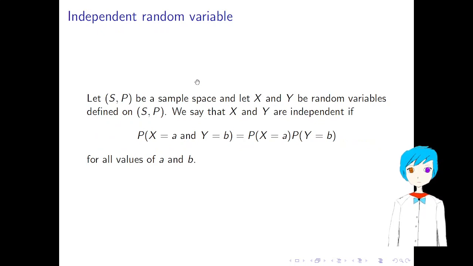We can define independent random variables. Suppose we have two random variables, X and Y. We say that they are independent if the probability that X equals a and Y equals b is the probability that X equals a times the probability that Y equals b, for all values of a and b in the domains of X and Y.